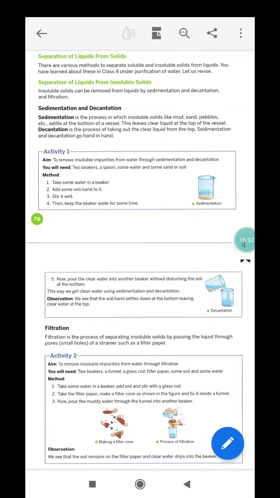Now the third method is filtration. So what is filtration? Filtration is the process of separating insoluble solids by passing the liquid through pores. That means we have to take a filter paper, which has small holes like a strainer.